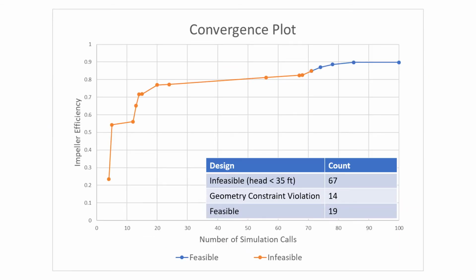This is the convergence plot for a 100 simulation call budget for the impeller optimization. There are 67 infeasible designs where head is less than 35 feet, and 14 designs did not meet the criterion of leading edge to outlet width ratio. 19 results satisfy all the constraints. The first feasible design is at iteration number 74, and OASIS finds the optimum, which is the maximum efficiency, at iteration number 85.